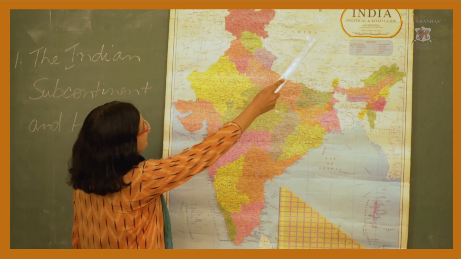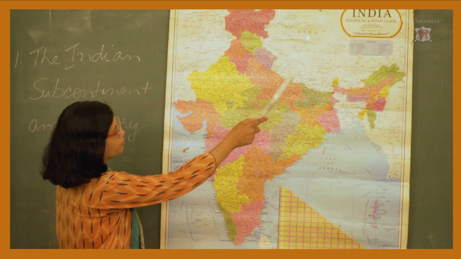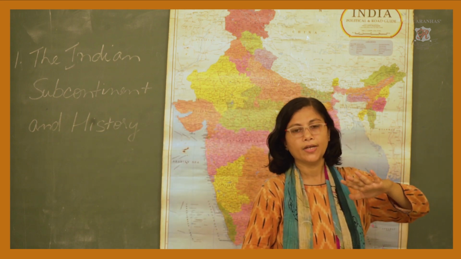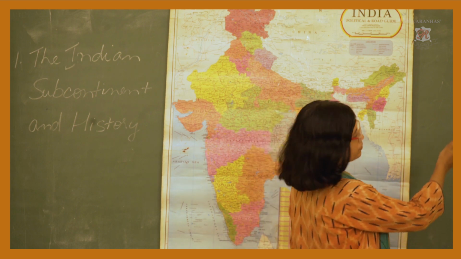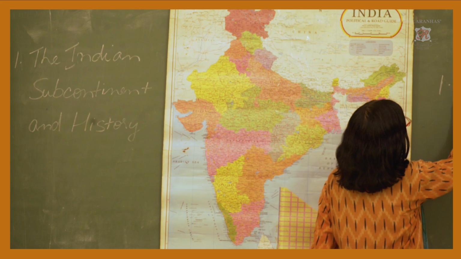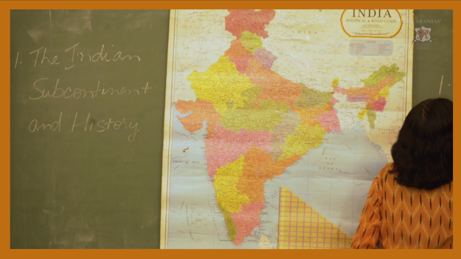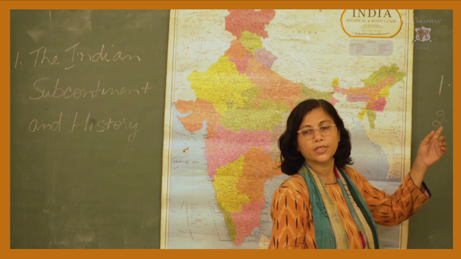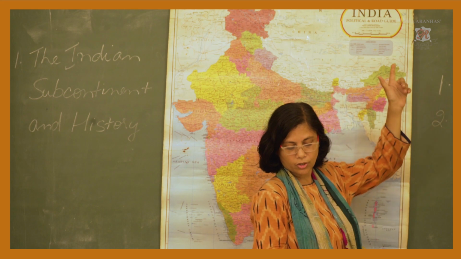There are the Himalayas in the north, the Indian Ocean in the south, the Bay of Bengal in the east, and the Arabian Sea in the west. This is India now, but when we are looking at history, we are looking at ancient India. Let me write it down for you. So, this is with regard to the ancient Indian topography that we are talking of in history.